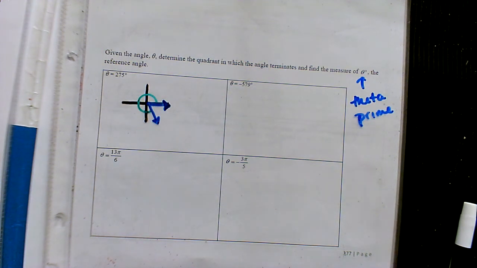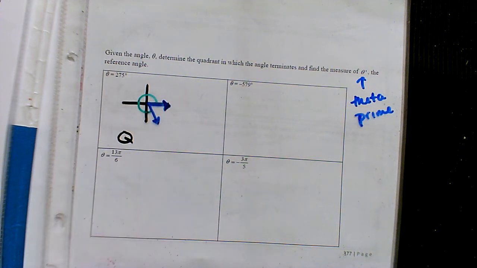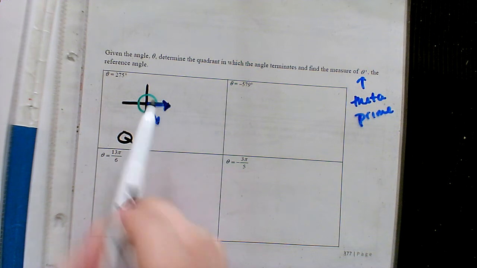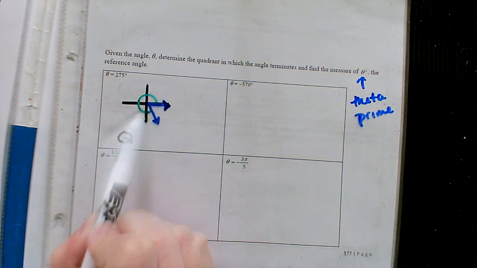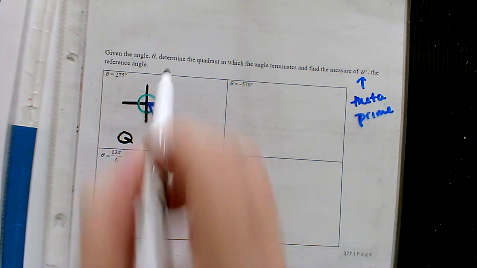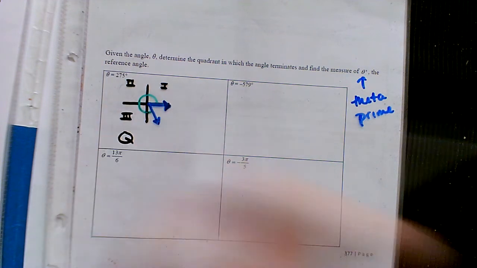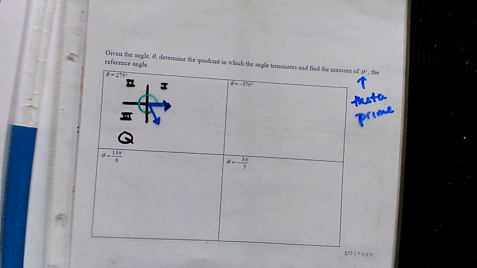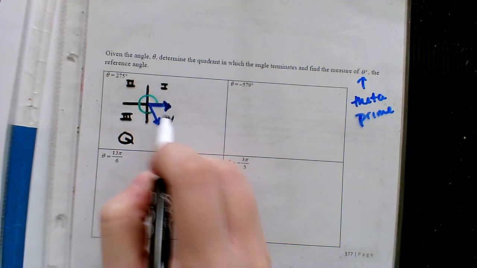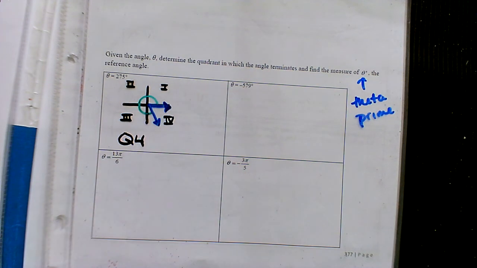Now that we have a visual of it, can we determine which quadrant this angle terminated or ended in? Do you remember the order of your quadrants? Which quadrant did we draw in this terminal side in? Yeah. It is quadrant 4. All right, so your quadrants go counterclockwise, just like the way we draw that arrow of rotation. So 1, 2, 3, 4. This would land in quadrant 4.